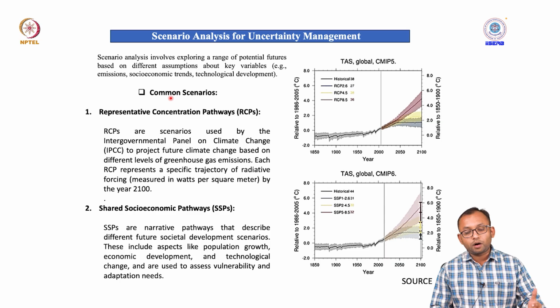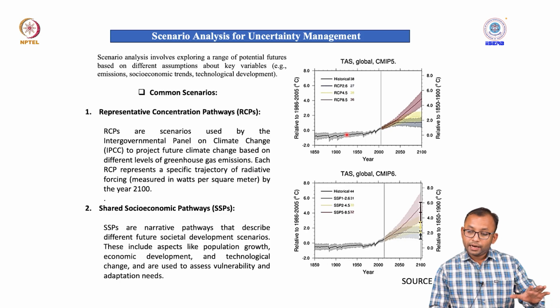So there are two common scenario sets. One is called representative concentration pathways, which is called RCPs. RCPs are generally used in the CMIP5 IPCC reports, where they have done the analysis for the historical period, because we know about that, and they have defined multiple emission scenarios, and based on that they have projected the future, let's say rise in temperature or extreme precipitation events or multiple other climate variables, with their uncertainty bounds.